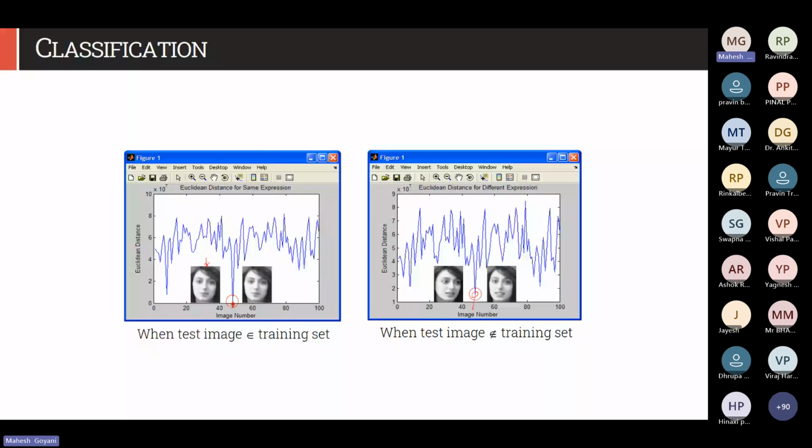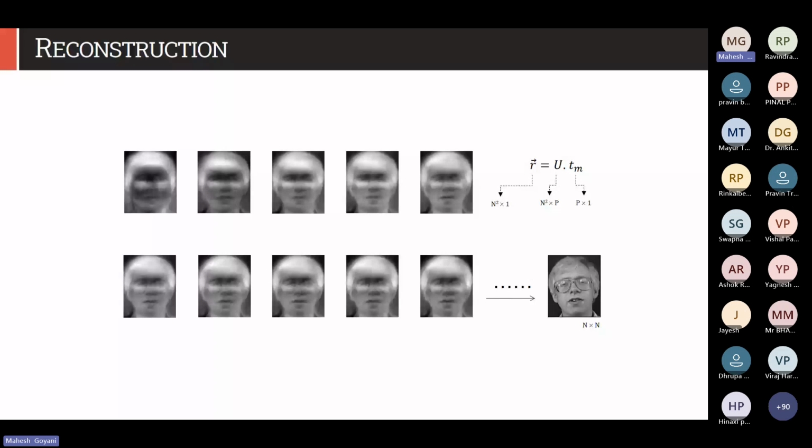So another property of PCA is that you can use it in compression as well. So you can easily do image compression, and after that, you can reconstruct the image with a very limited set of images. So we have already computed.